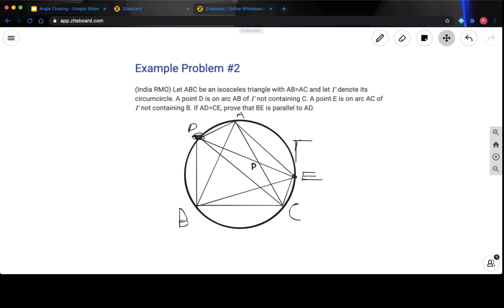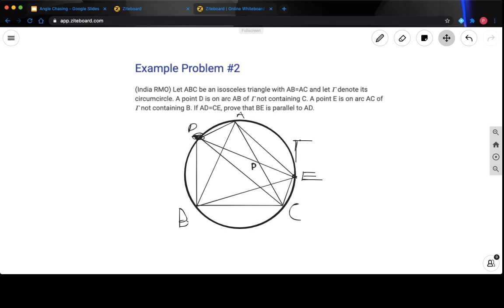We are also given that AD equals CE, and we're trying to prove that BE is parallel to AD. I've also drawn some extra lines to save time. So immediately looking at the diagram, we somehow want to use one of our properties of parallel lines to prove that BE is parallel to AD.